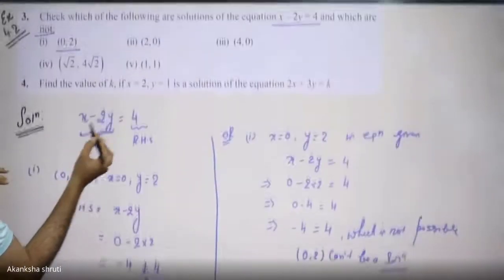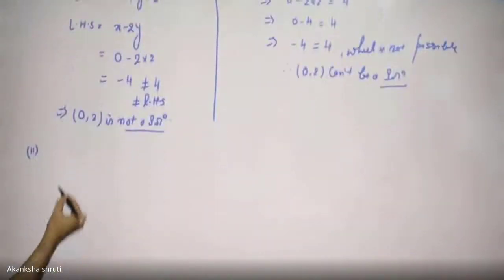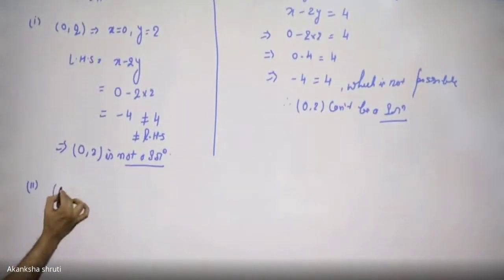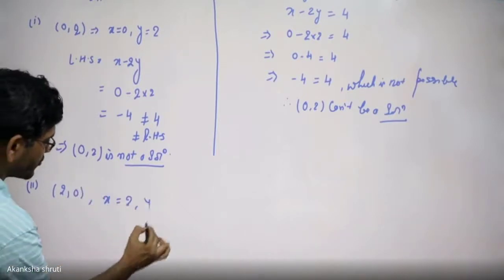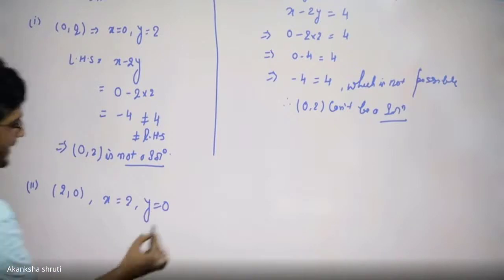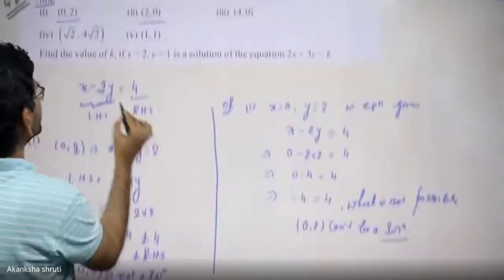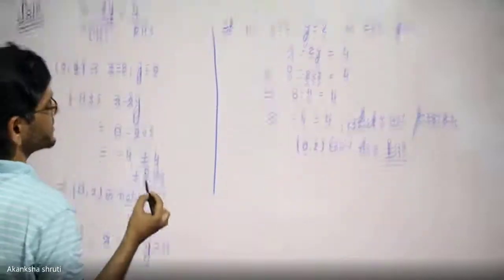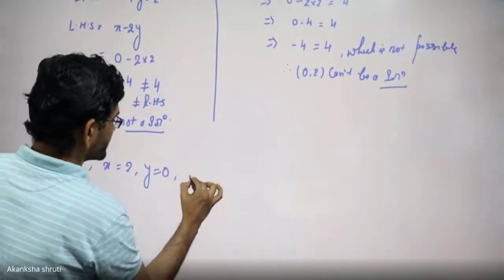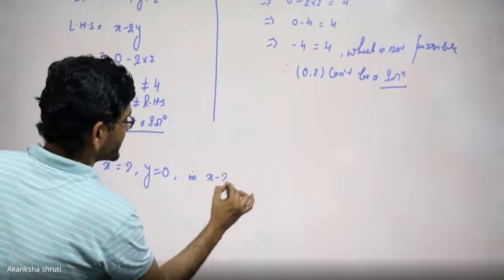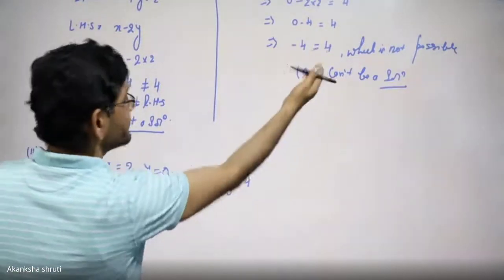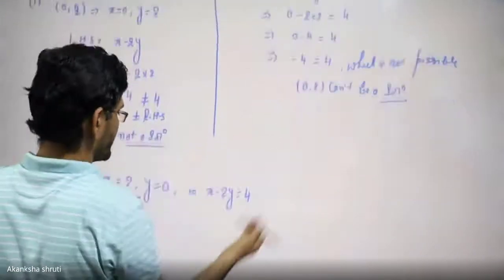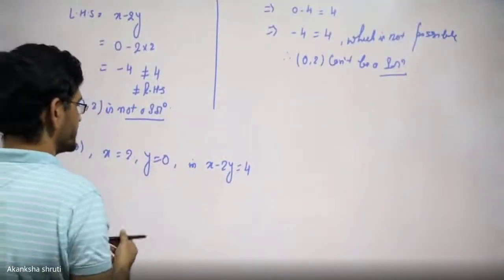In the second part, we have the pair (2, 0). Means we shall take x equals 2, y equals 0. And our equation, do not forget the equation, is x minus 2y equals 4. We may use this approach directly for the faster one, or we may use this way; both mean the same thing.